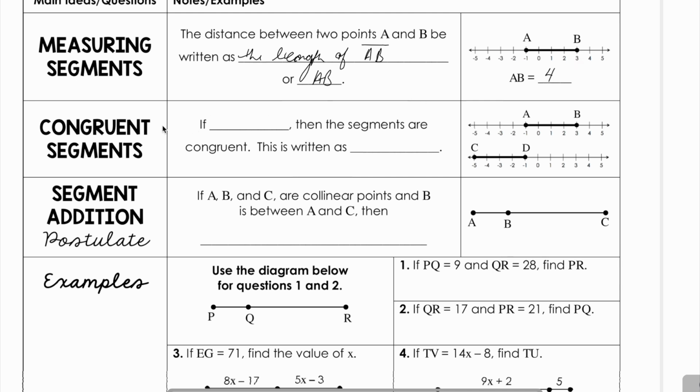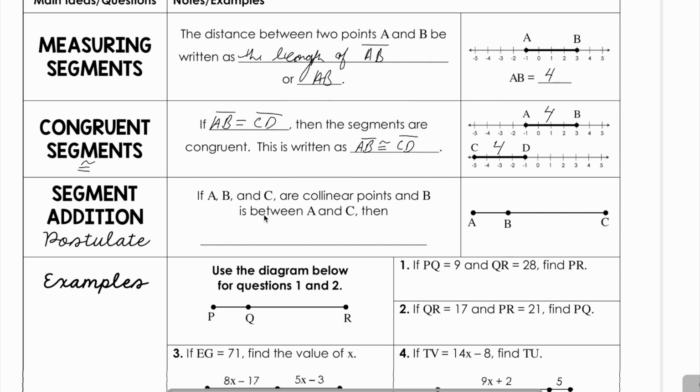Alright, congruent segments. This is the symbol for congruent. I recommend writing it over here, that way you have it. If segment AB equals segment CD, in this example right here, we can see that AB is 4, and CD is 4. Then the segments are congruent. And the way we would write that is segment AB is congruent to segment CD.